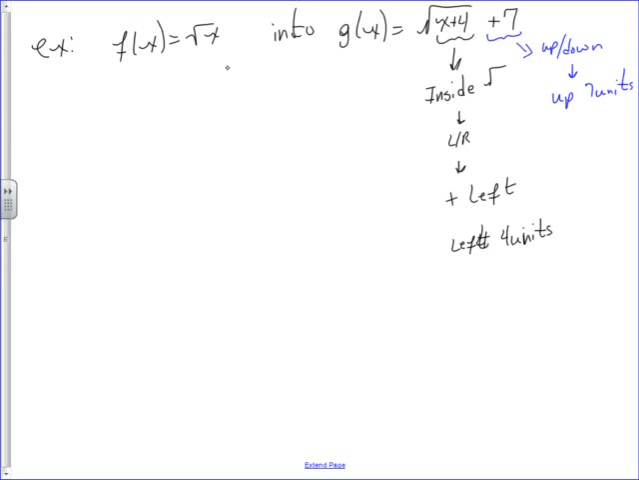Alright, so to get from f of x equals the square root of x to g of x equals the square root of x plus 4 plus 7, we went to the left 4 units and then up 7 units. Alright, so that's shifting left and up, horizontal and vertical shifting. Let's look at another example.